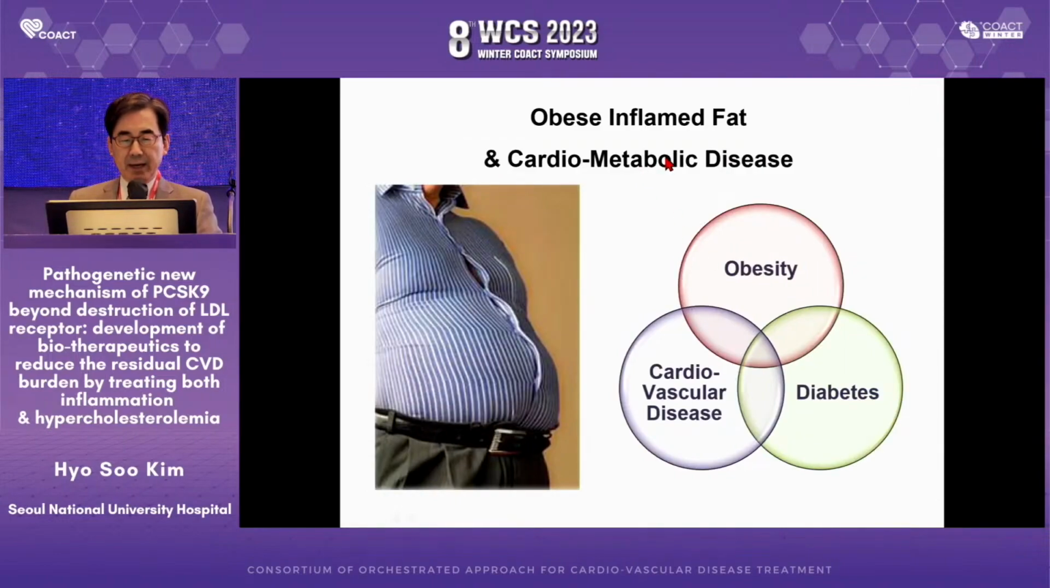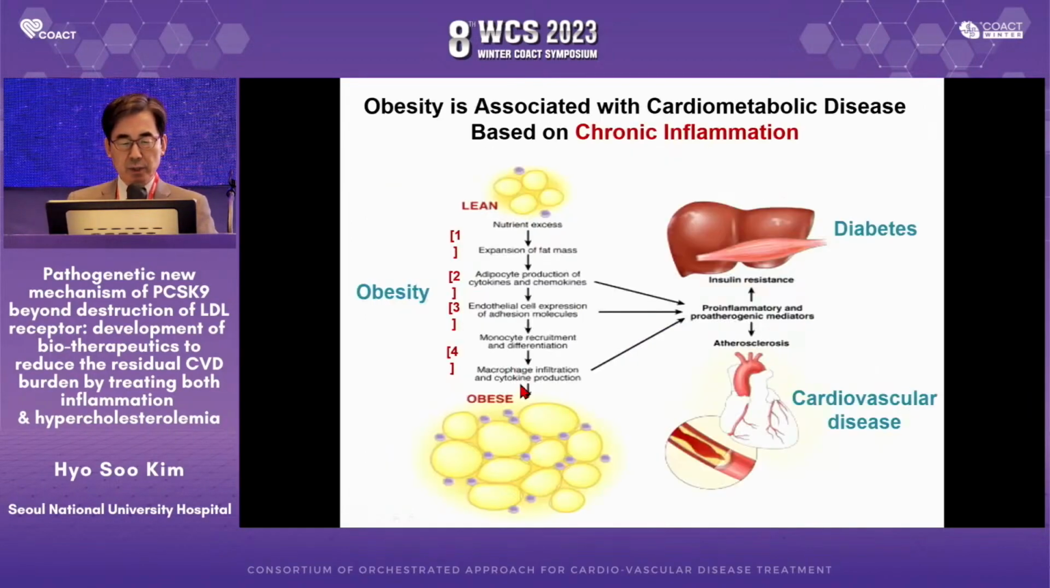Yes, obese inflamed fat is associated with cardiometabolic disease such as obesity, cardiovascular disease, and diabetes, as well as cancer. What happens in this abdominal obese fat is shown here. There are two fundamental physiological changes during the transition from lean to fat abdominal fat. The first is hypertrophy of adipocytes. The second is infiltration of macrophages. These two happening induce secretion of many cytokines, mentioned before, causing atherosclerosis and insulin resistance in muscle and liver.